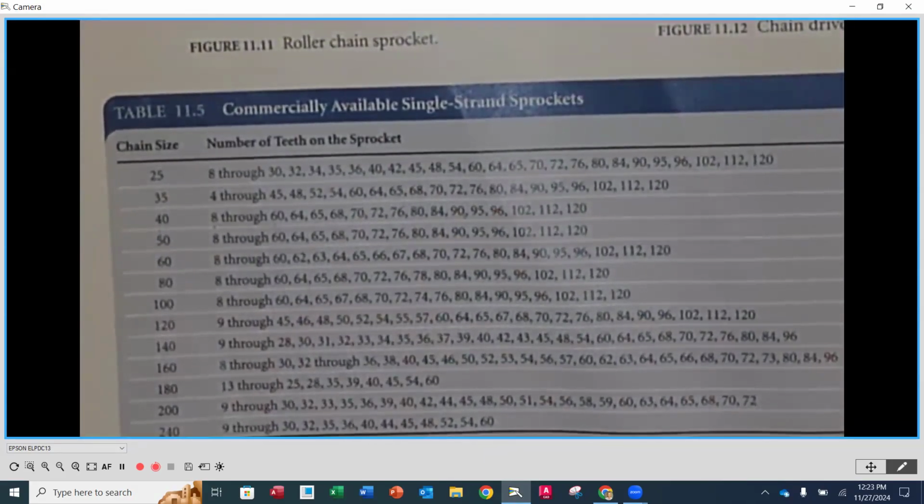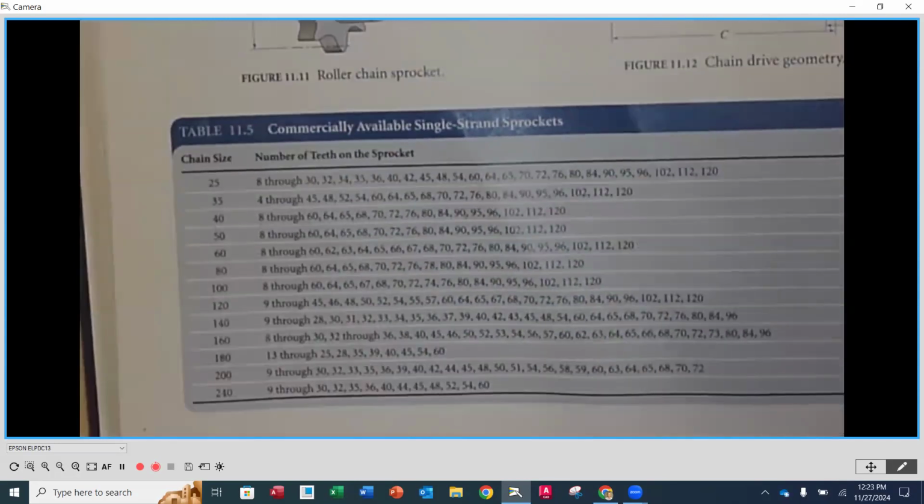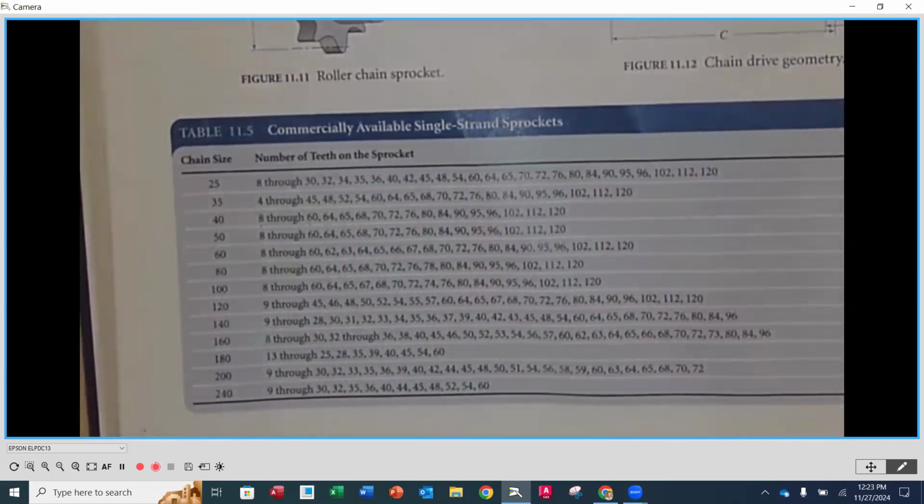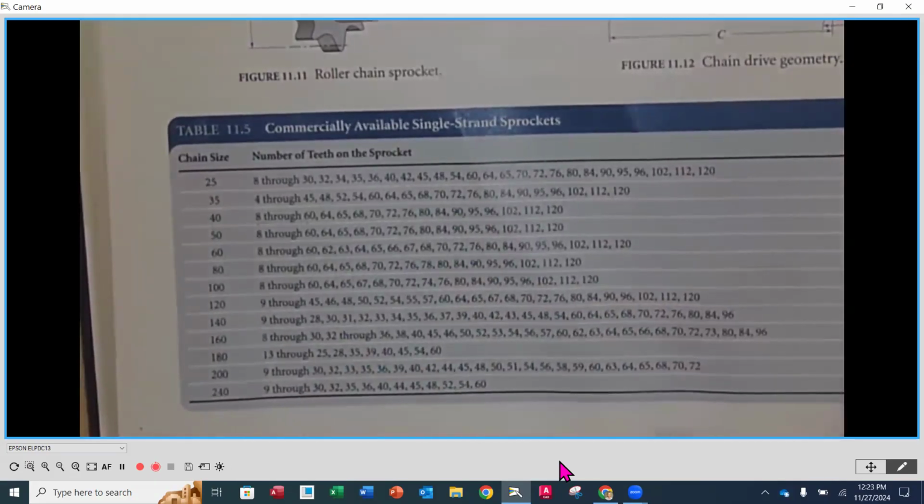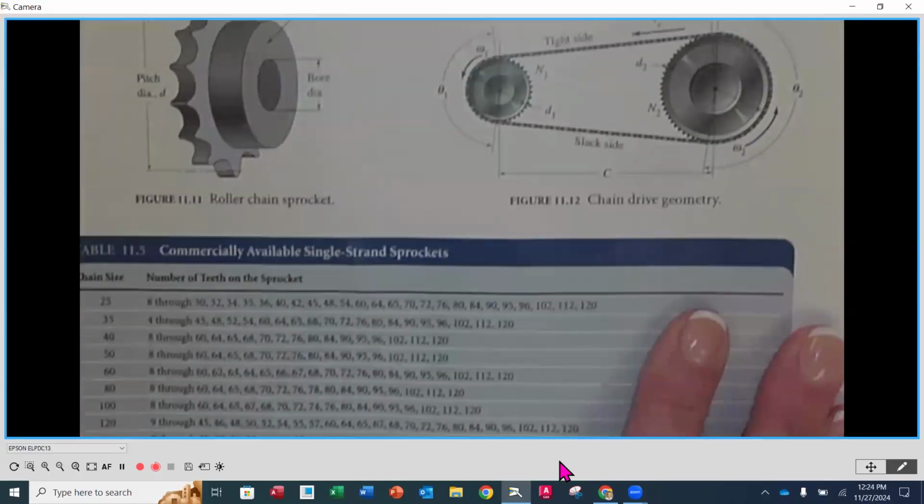So when we're designing a drive that's going to incorporate roller chain, we have to be sure that we're specifying the sprockets as part of that drive that are going to be commercially available values. Okay, so if you recall from when we did belts, we had to do a little bit of going back and forth with numbers and testing out pairs to see if we could find something that was going to work with the commercially available values. Okay, so that's going to occur as well.